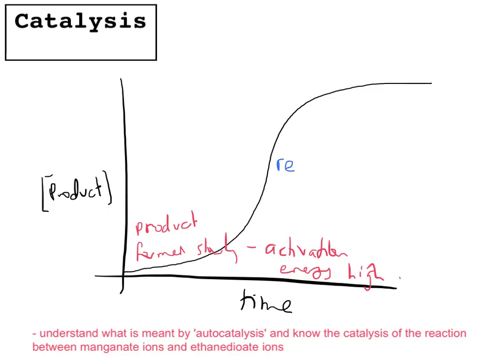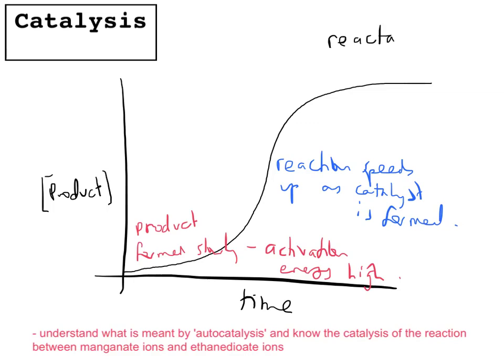Then reaction speeds up as catalyst is formed, and then at the top reaction slows down again as reactants run out, like it would in any other reaction. So the shape of that graph is the same for any auto-catalyzed reaction.